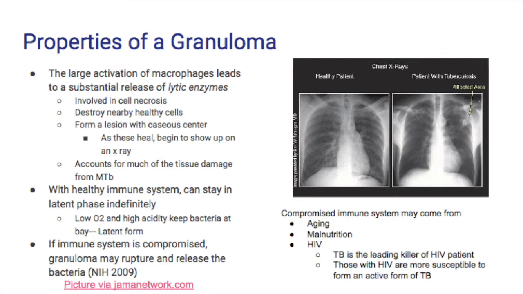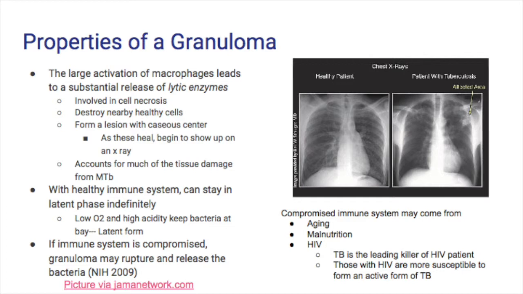So I'm going to get into talking about the properties of a granuloma and what it looks like and what it does for our diagnosis of tuberculosis. So the activation of these macrophages leads to a substantial release of lytic enzymes. Lytic enzymes are ones that participate in lysis. They're involved in cell programmed death, so cell necrosis, and they destroy, unfortunately, nearby healthy cells within the lungs.